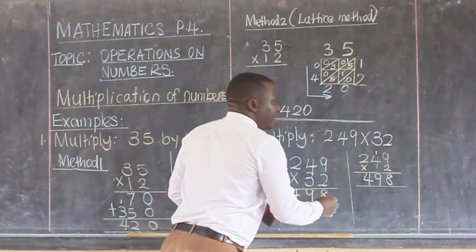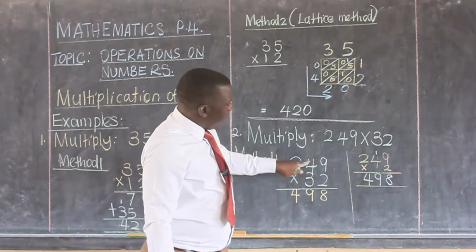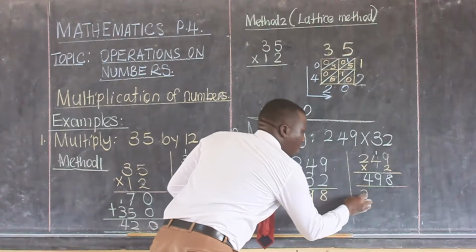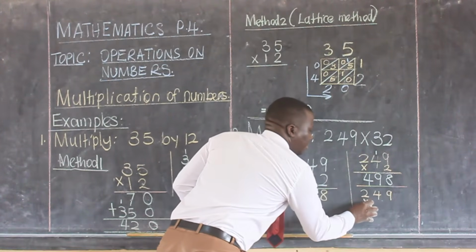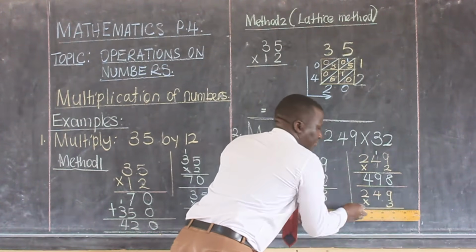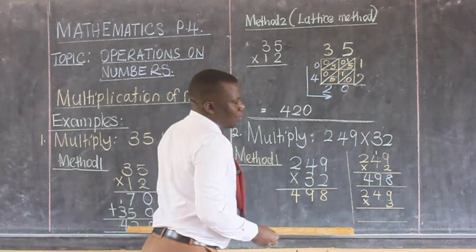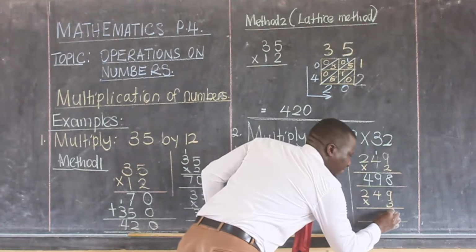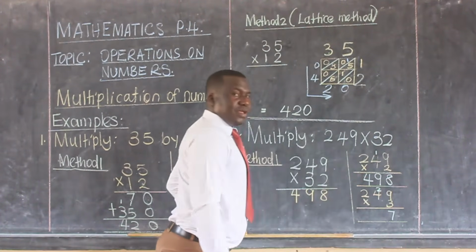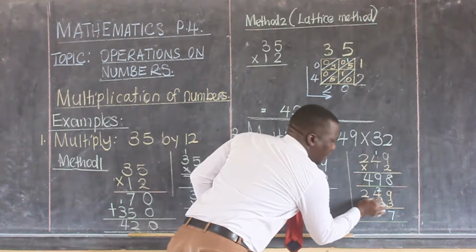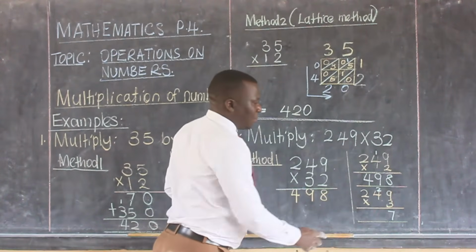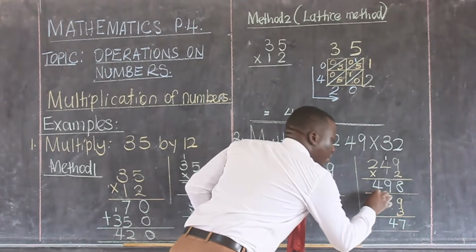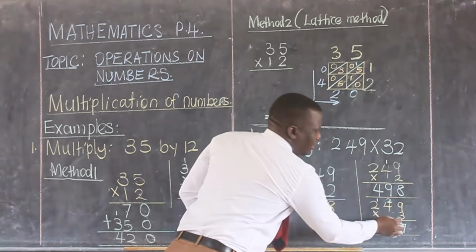Now we are left with multiplying again 249 times now 3. Okay? So we have 249 times 3. And what shall we get? What is 3 times 9? You get 27. You write 7, you carry 2. Okay? What is 3 times 4? You get 12. 12 plus 2, you get 14. So you're going to write 4, carry 1.